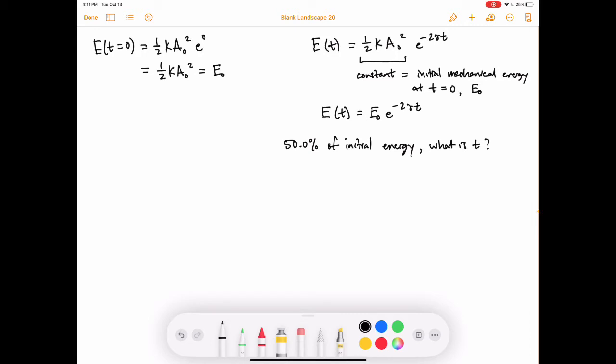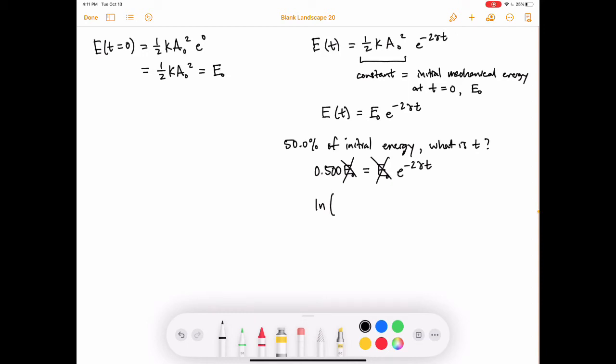So what we'll do is on the left side of the equation, we'll set the energy equal to 0.500 E naught, so exactly half of the initial energy, or 50%. That equals E naught times e to the minus 2 times gamma times t. So it actually doesn't matter what the actual value of E naught is, that drops out. Next thing we'll do, since we're trying to find t, is take the natural log on both sides.